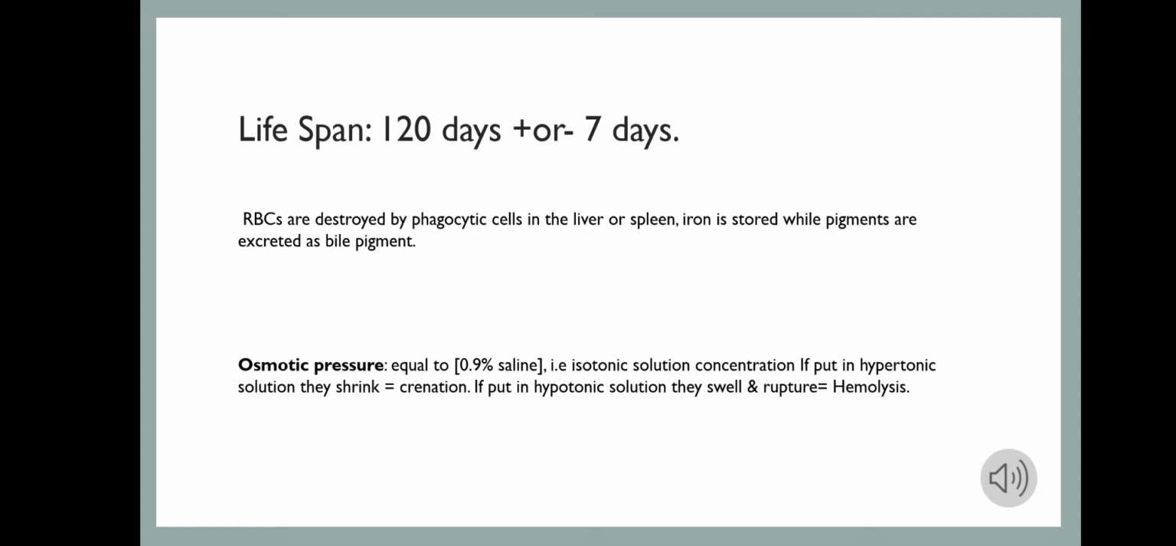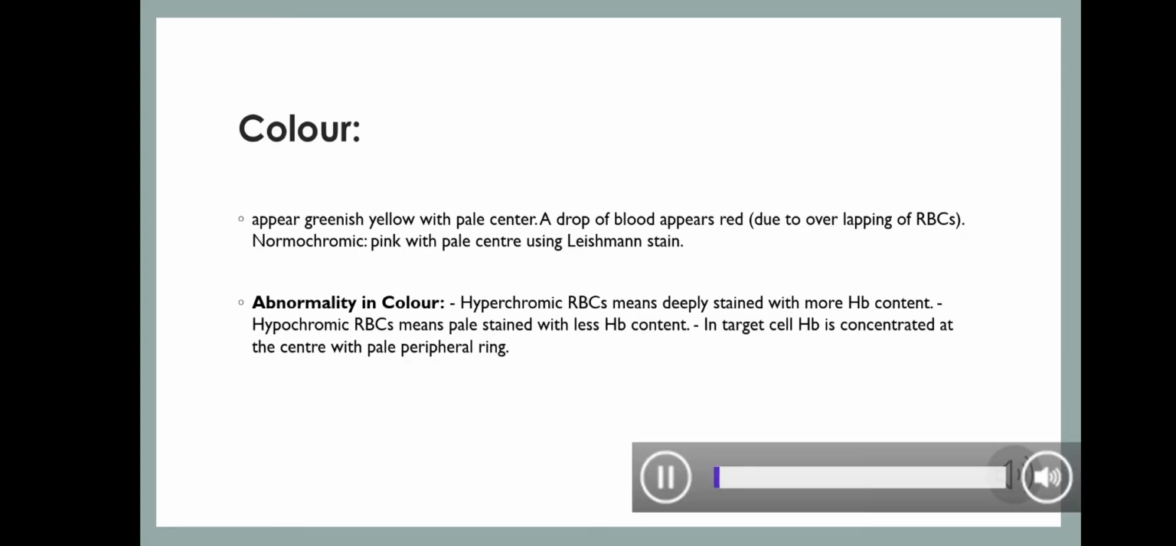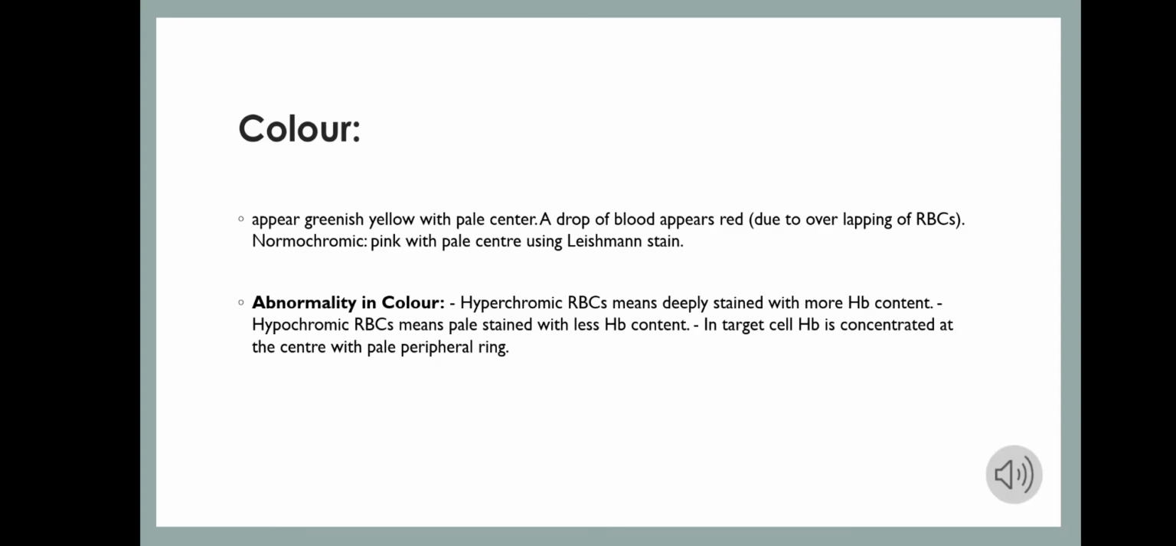If we put them in hypertonic solution, they will shrink. This is called crenation. If we put them in hypotonic solution, they will swell or rupture. This is called hemolysis. The color of RBCs appears greenish yellow with pale center. A drop of blood appears red due to overlapping of RBCs.